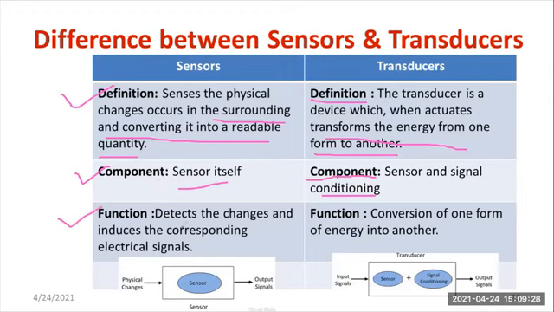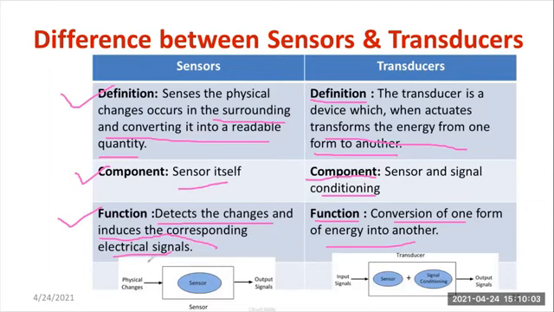Then regarding the functionality, a sensor detects the changes and induces the corresponding electrical signal, for example a voltage sensor, current sensor, etc. Regarding the function of a transducer, it converts one form to another form. That phenomenon is called transduction. In case of a sensor, no transduction phenomenon takes place. The physical quantity is converted into a readable quantity. In case of transducers, the energy conversion takes place.